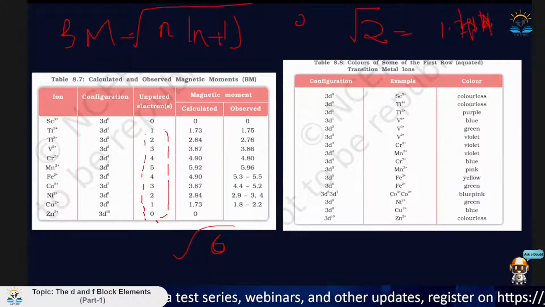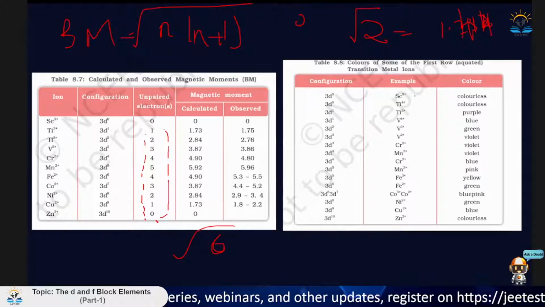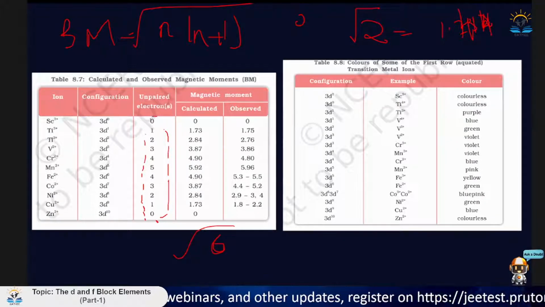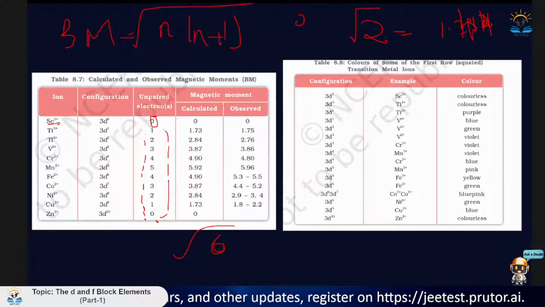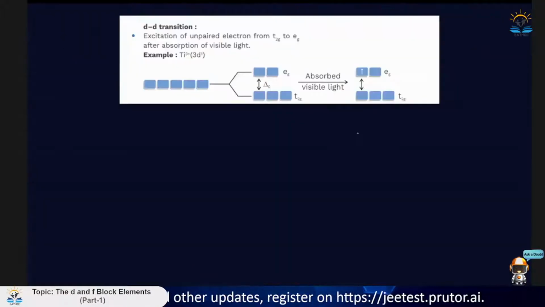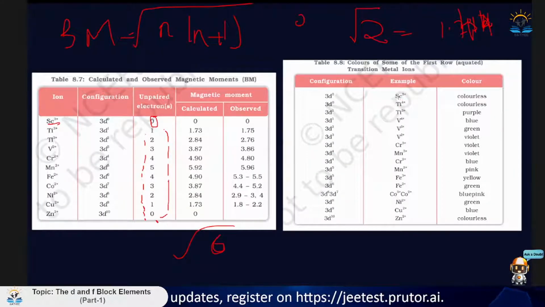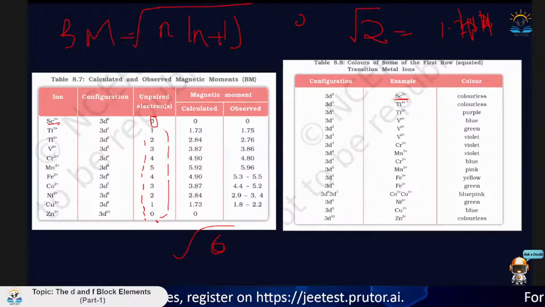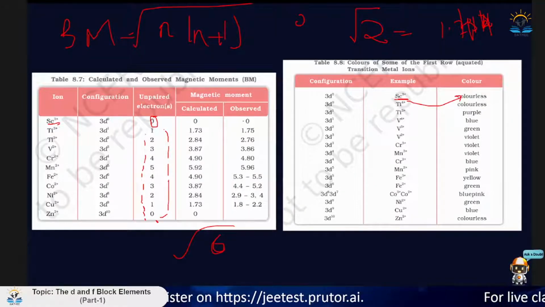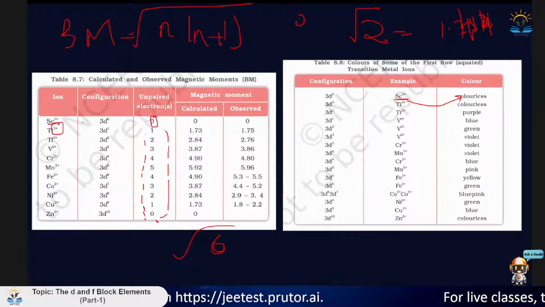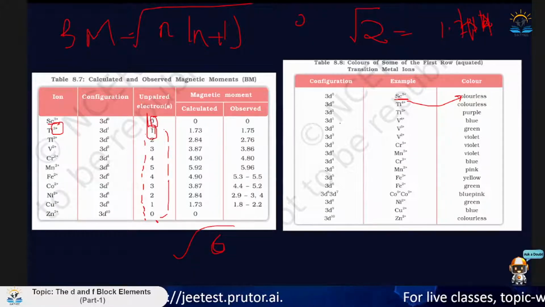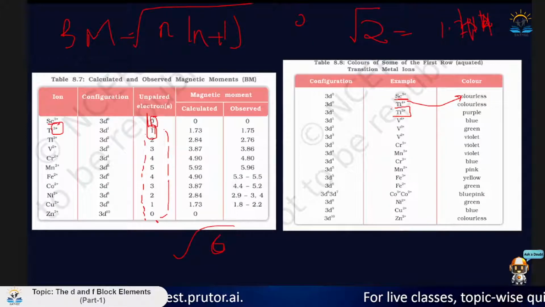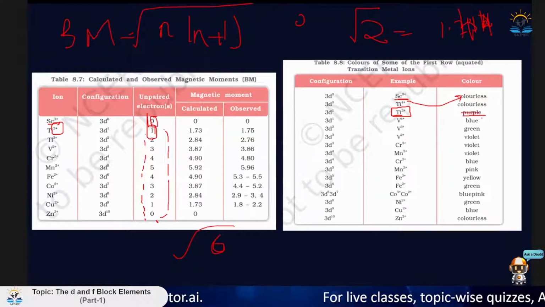And yeah, so similarly, let's see the colors. Now you see there are no unpaired electrons present in Sc plus 3. That means it's completely diamagnetic. And that is why you see particularly Sc plus 3 is colorless. Ti plus 3 has one unpaired electron. So you see here, Ti plus 3 has a purple color to it.